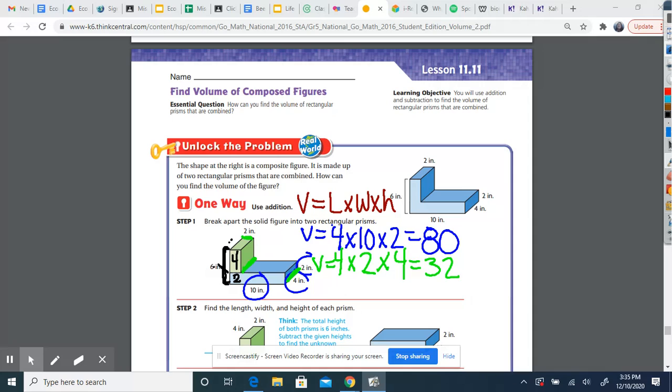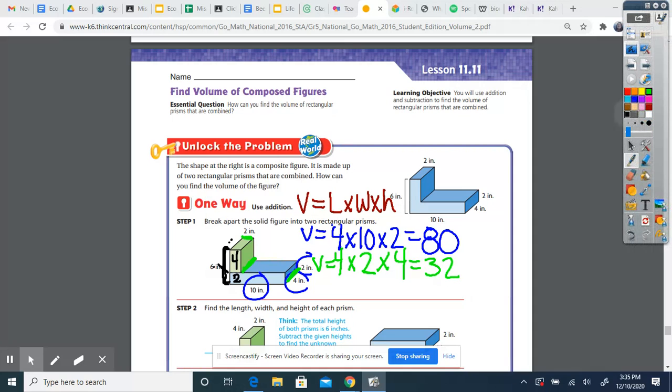So now all I need to do is add my volumes together. 80 plus 32. 0 plus 2 is 2. 8 plus 3 is 11. So my volume of both rectangular prisms is going to be 112 cubic inches.